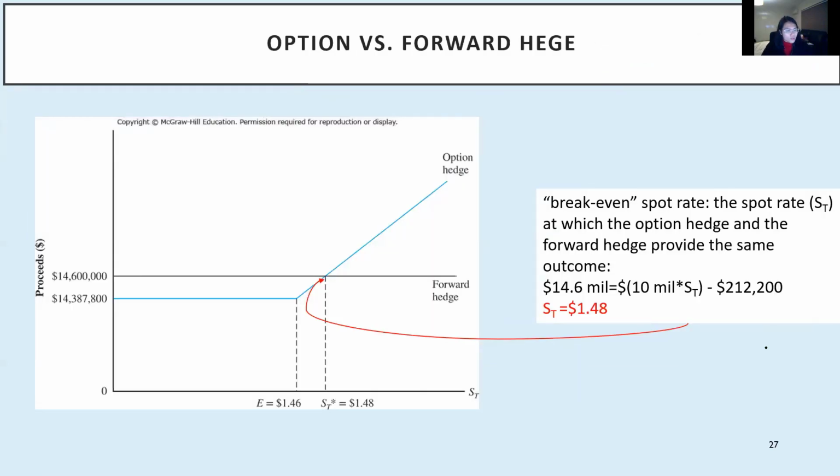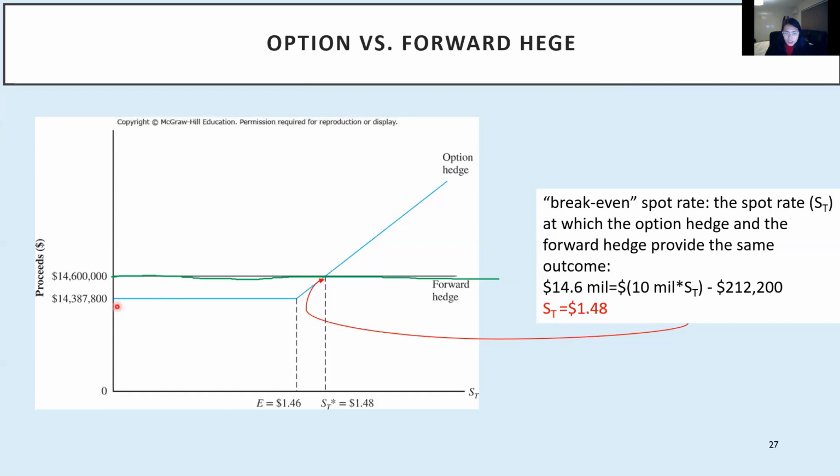So finally, for today, we're going to talk about comparing different types of hedging. In this case, this is what we showed before with the forward hedge. With the forward hedge, it's going to be a flat line. Doesn't matter what happens to the market in the future, you're going to get the same payoff, which is 14.6 million USD.